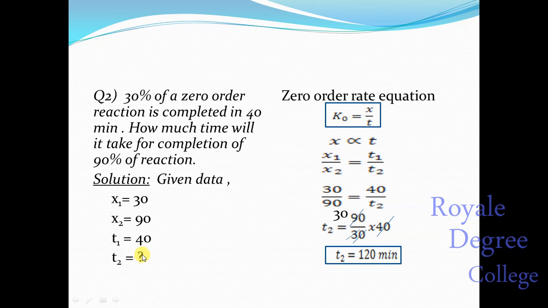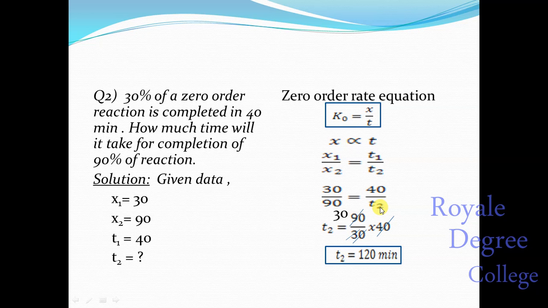The zero order rate equation is k naught equal to x by t. x is directly proportional to t, so x1 by x2 is equal to t1 by t2. This formula we are using. x1 is 30, divided by x2 which is 90, is equal to t1 which is 40, divided by t2. We don't know the value of t2, so we are bringing that to the other side, and it becomes reciprocal.